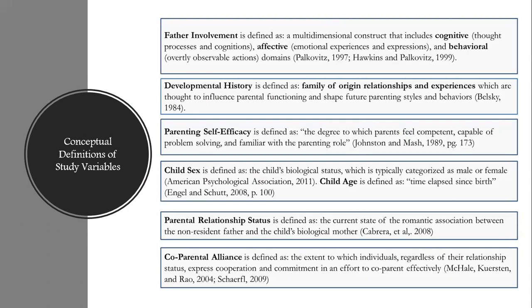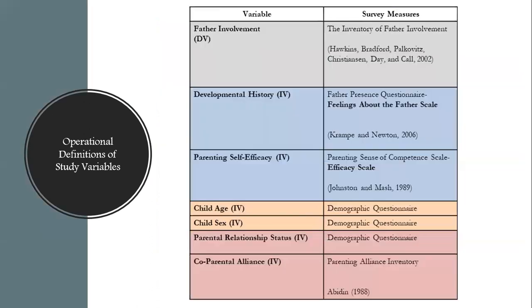As you can see here, there are 7 definitions, 1 for every variable. So for father involvement, developmental history, parenting self-efficacy, child sex, child age, parental relationship status, and co-parental relationship status. And notice that I pulled these definitions from the literature. So you see the citations for each of the variables that are included, okay? So these are my conceptual definitions. In addition, I had to come up with or find within the literature measurement tools or operational definitions. We call our measurement tools our operational definitions. So how am I going to operationalize each concept?